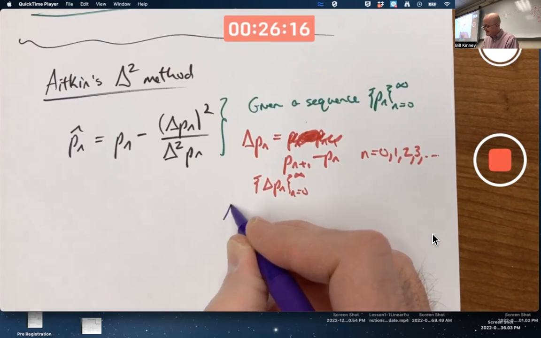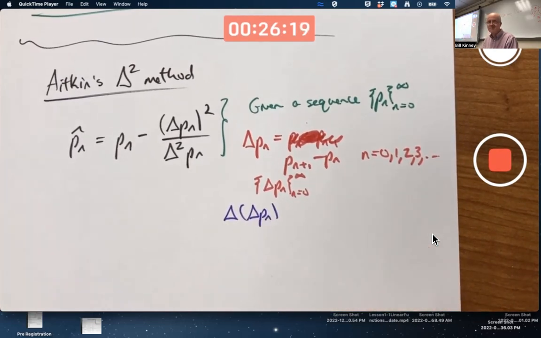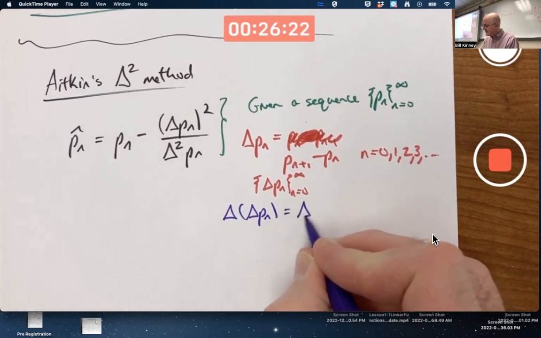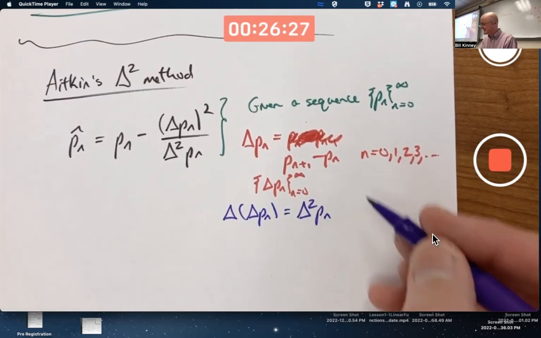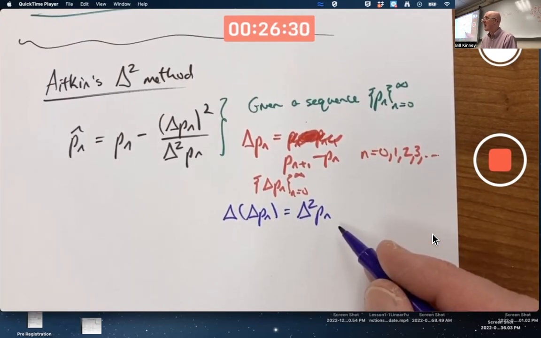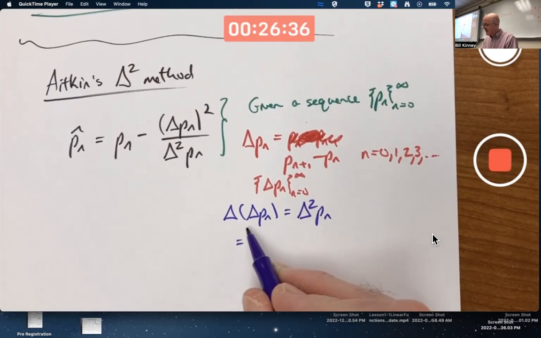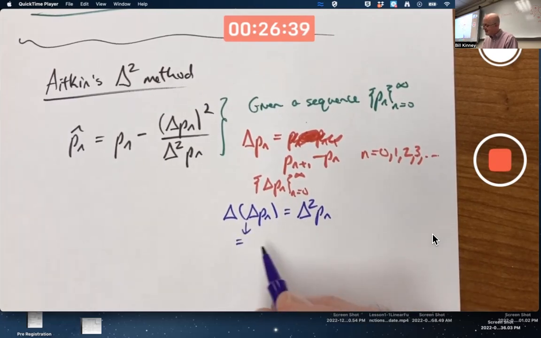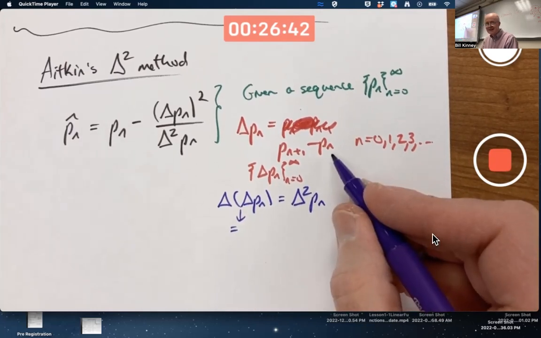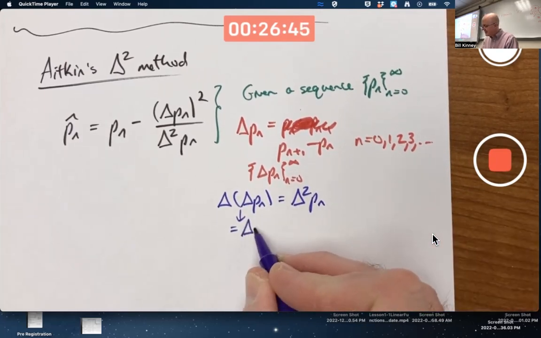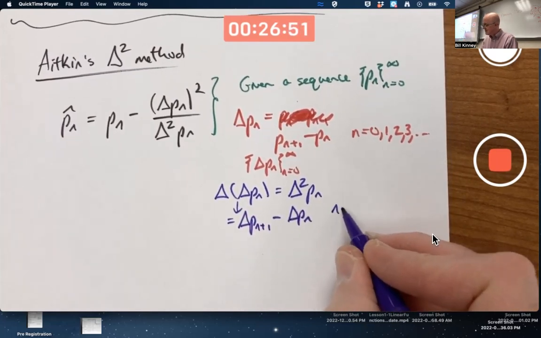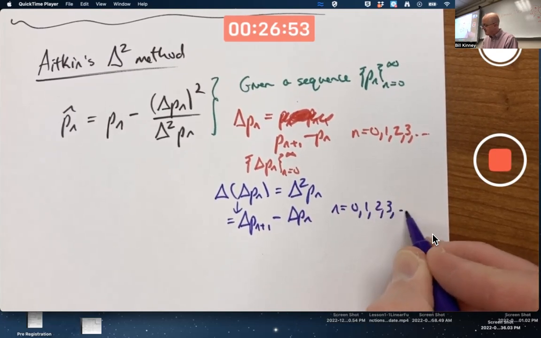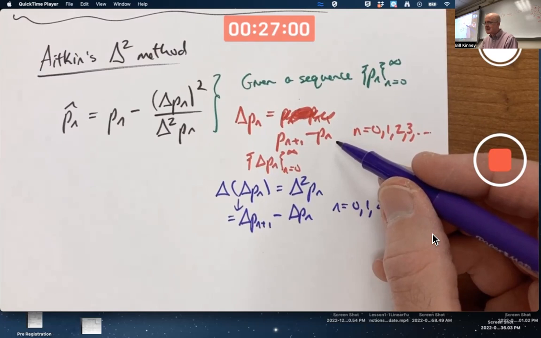I could compute delta of delta P sub n. Or hey, why don't we just call that delta squared for short? This is like a first derivative, and this is like a second derivative. I'm already talking about discrete calculus here. So if I think of it this way, delta squared P sub n must be delta P sub n plus 1 minus delta P sub n, for n equals 0, 1, 2, 3, etc. It's like this idea up here, except I've got the deltas in there.